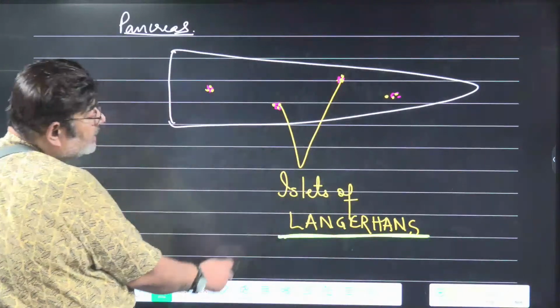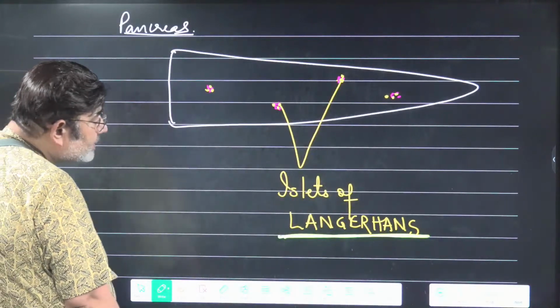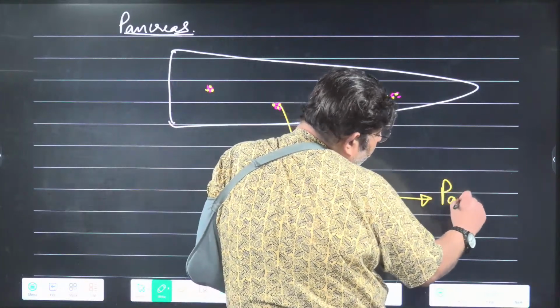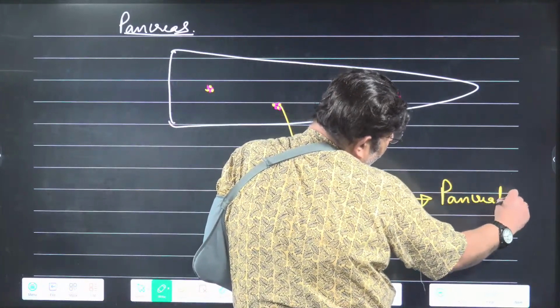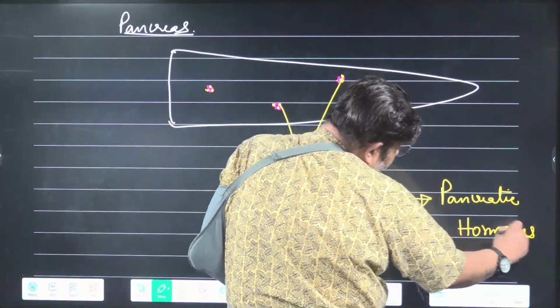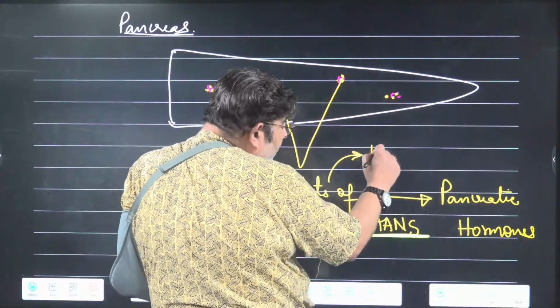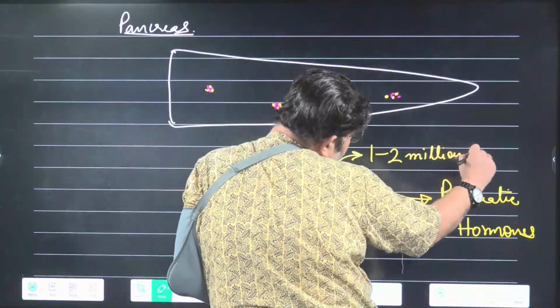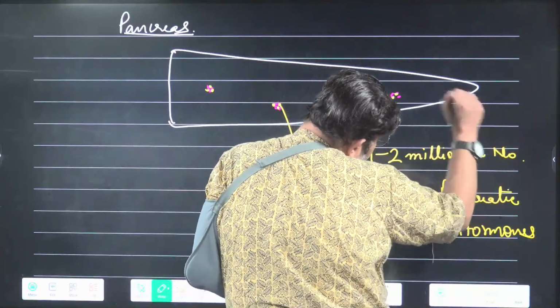Now you find that these islets of Langerhans produce the pancreatic hormones. How many islets of Langerhans are there approximately? One to two million in number.